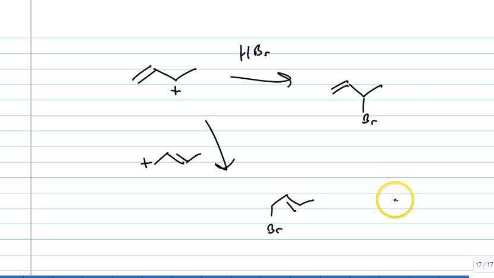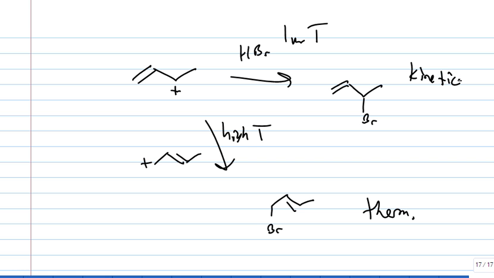Do you remember we talked about double bonds? They want to have the most carbons around them. So yeah, this is the most internal one. Exactly. So at high temperatures, you're going to get the thermodynamic product. At low temperatures, you're going to get the kinetic product, which is the less stable. You're exactly right.